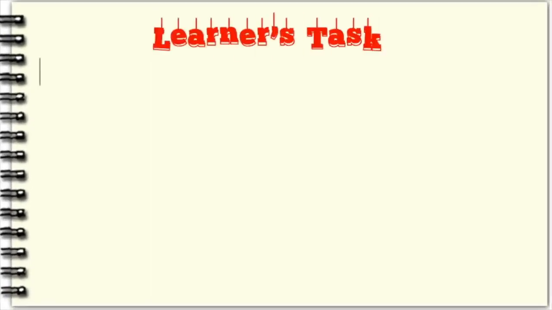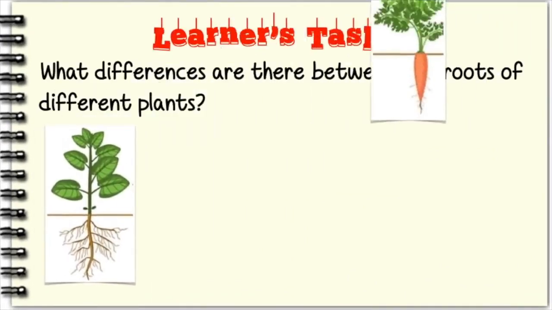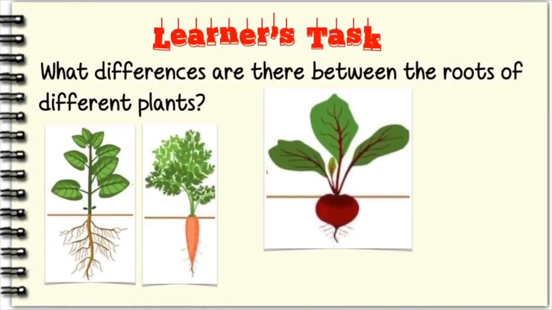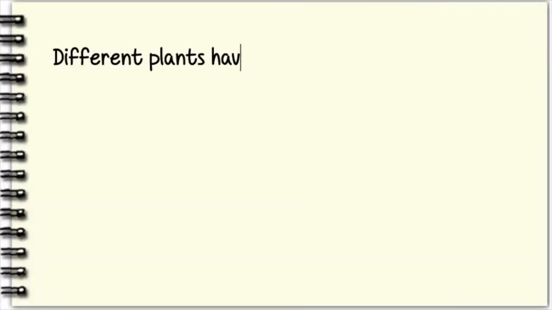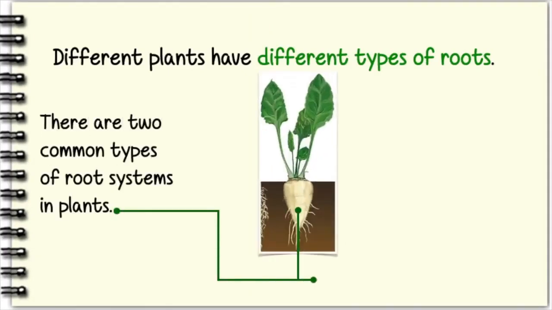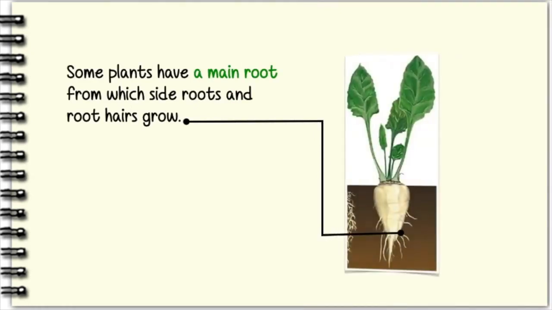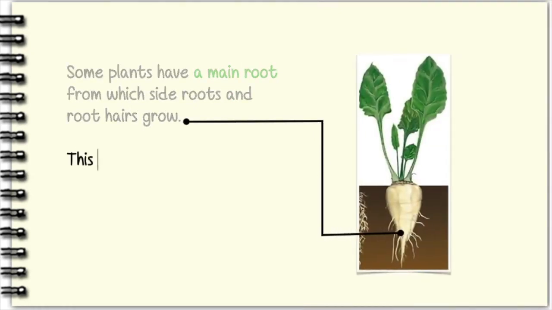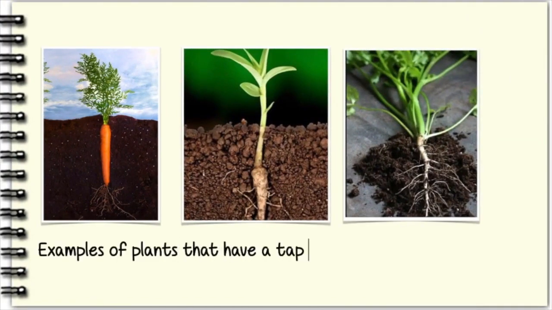Let's now find out the differences between the roots of different plants. Different plants have different types of roots. There are two common types of root systems in plants. Some plants have a main root from which side roots and root hairs grow. This is called a taproot system. Examples of plants that have a taproot system are bean, mango, and acacia plants. These plants have a taproot system.